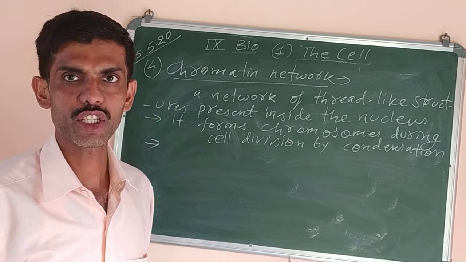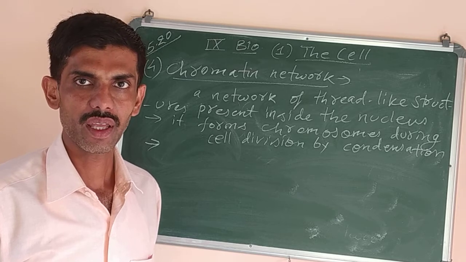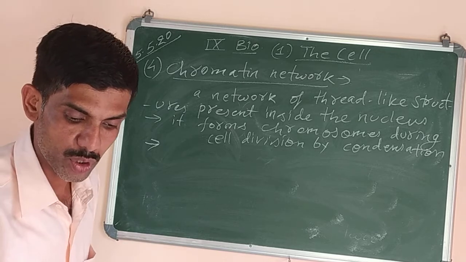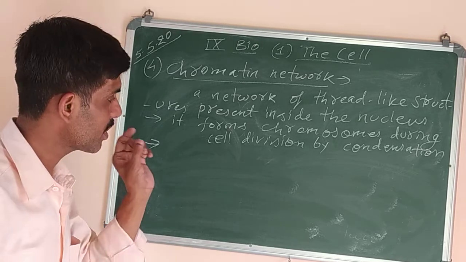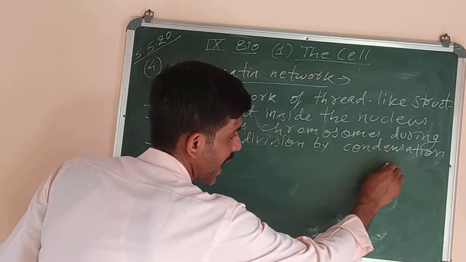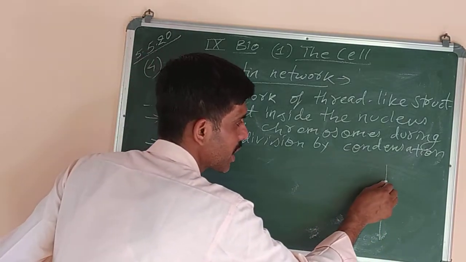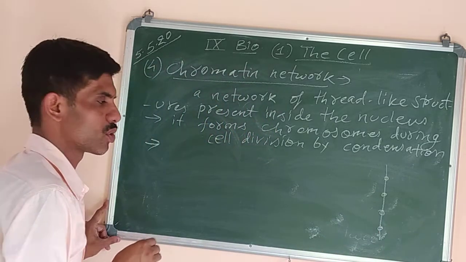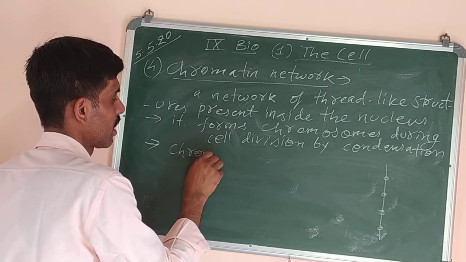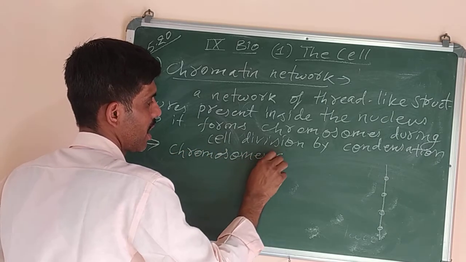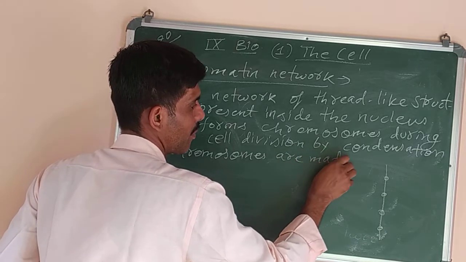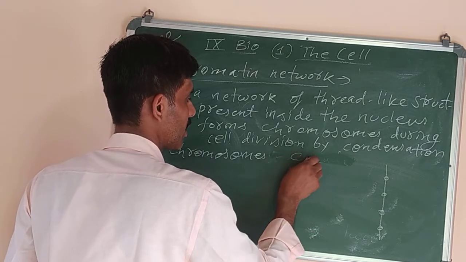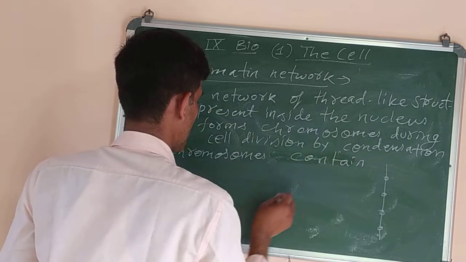Now what is it made up of? This chromatin network is made up of DNA and histone proteins. So during cell division it becomes rod-like and visible. Chromosomes have extremely small particles. If I try to draw a diagram of a chromosome here, then on the surface of the chromosome many functional genes are located. So chromosomes contain genes.